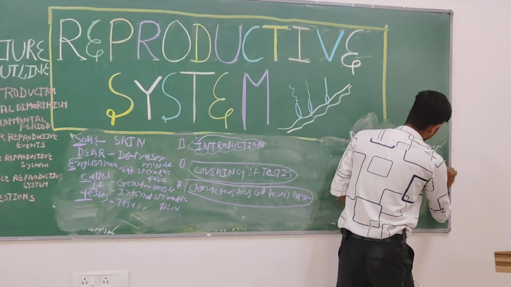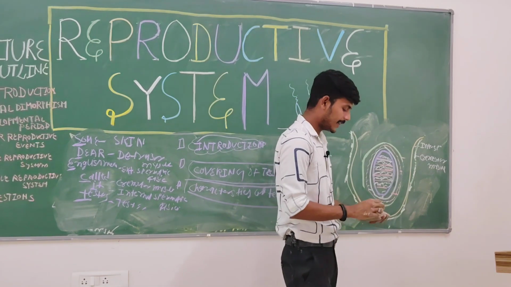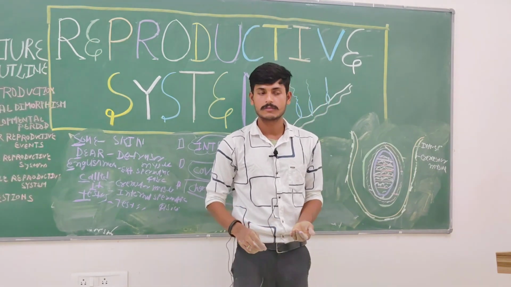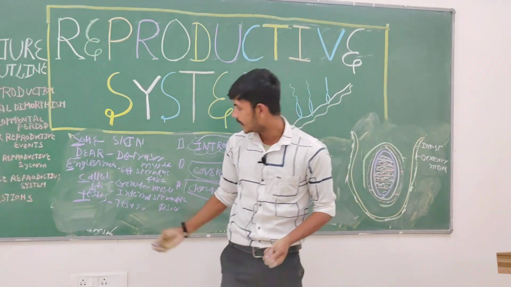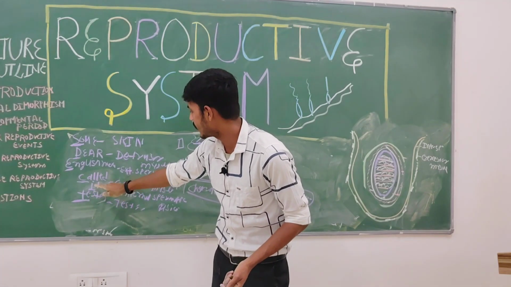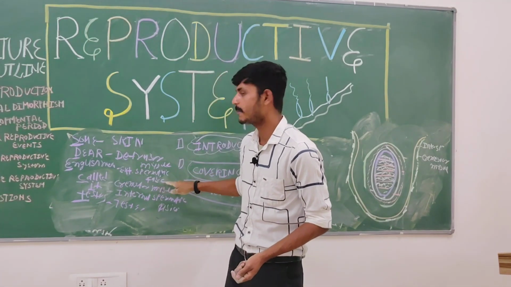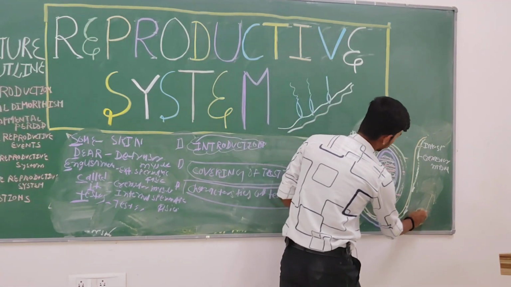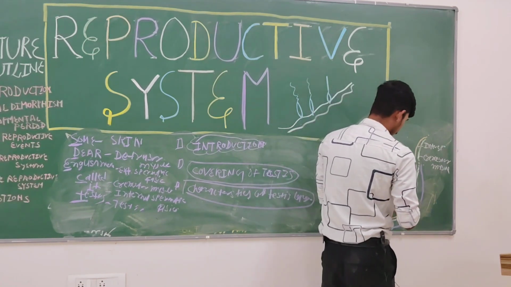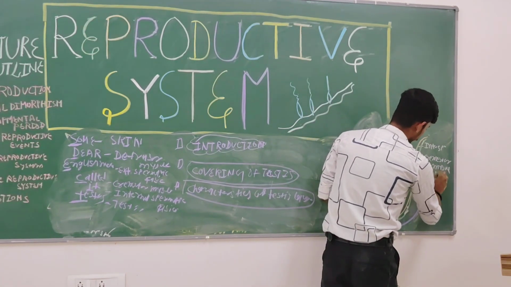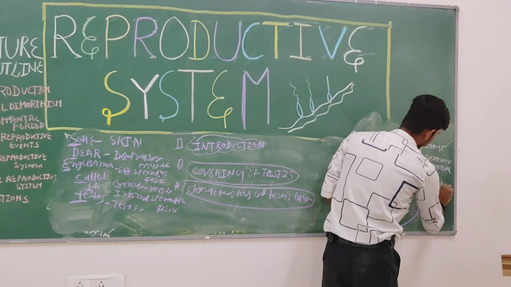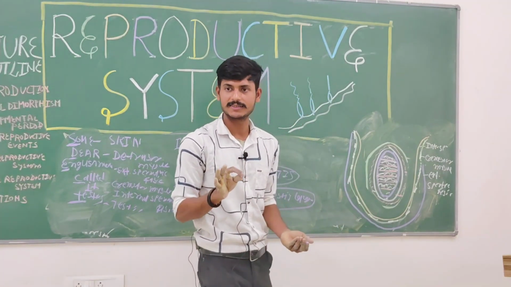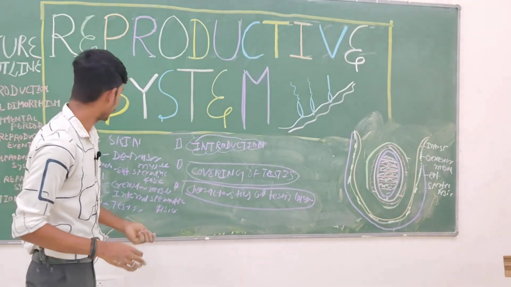Cremaster muscle. Okay. The third layer is, see here, no. First layer, second layer, third layer is your external spermatic fascia. This is your external spermatic fascia. Are you understanding? Really understanding? Have any doubt? No? Okay.